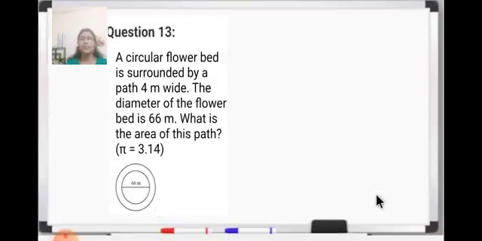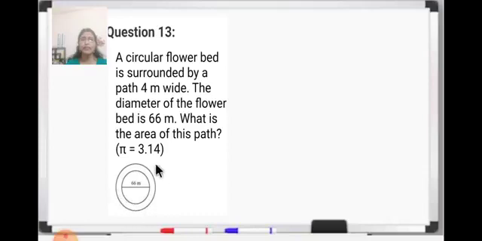Now children, we will do question number 13 of exercise 11.3. So you can open your textbook, you can see this is question number 13. A circular flower bed is surrounded by a path 4 meter wide. The diameter of the flower bed is 66 meter. So what is the area of this path? So here you can see, this is the flower bed which is 66 meter in diameter, and here you can see this is the path.